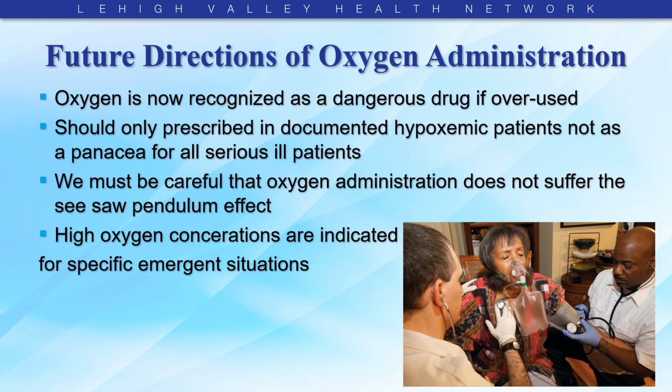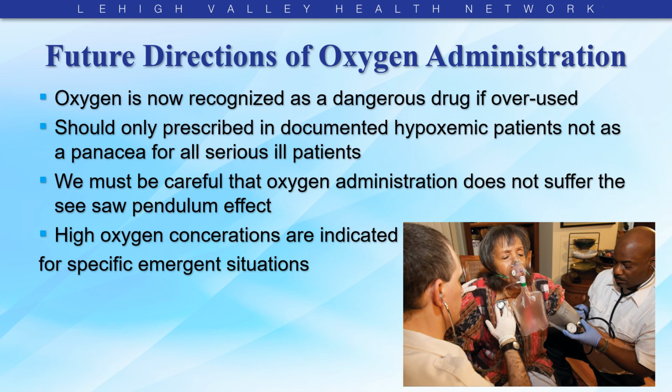So when I look at ventilators today in our ICU, we have patients as low as 25%. Today, I looked at the ventilator load. We had 30 patients on vents. There were only 3 of them above 50%. The majority were less than 50%, and many were on 30% or less. So again, it should be only prescribed in documented hypoxic patients, not as a panacea for all seriously ill patients. Not everybody in the ICU needs oxygen.